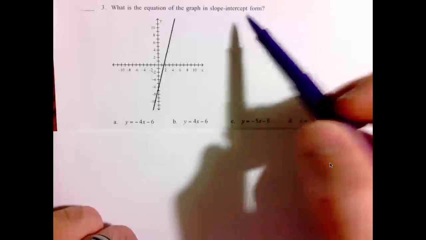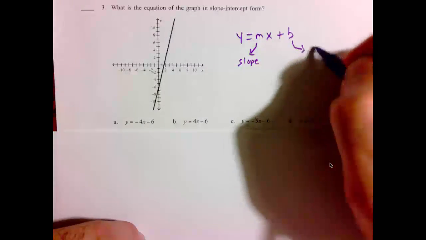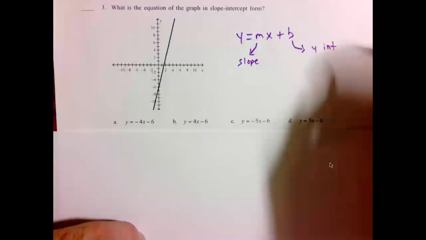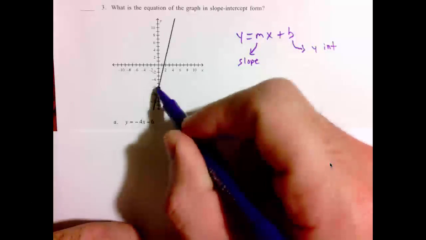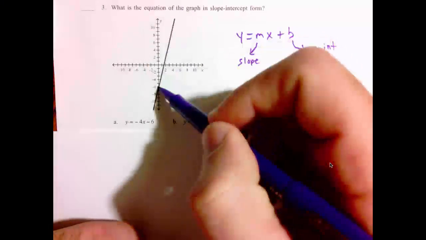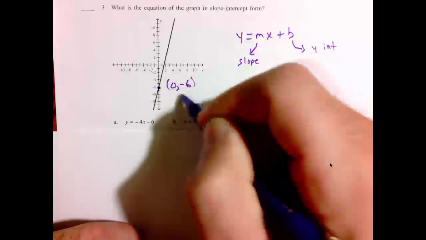What is the equation of the graph in slope-intercept form? Well, we know slope-intercept form is y equals mx plus b. M is the slope. B is the y-intercept. And that y-intercept is a point. In this case, here's the y-intercept. You see it is at -6. It's the point where the line crosses the y-axis. 0, -6. That's the y-intercept.